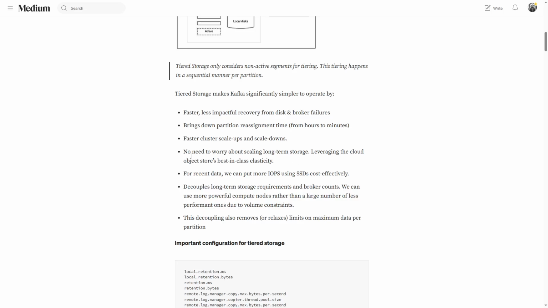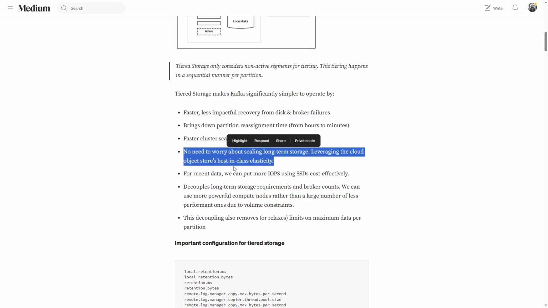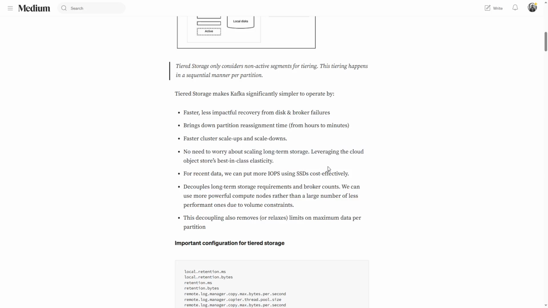So long-term scaling of the storage was the challenge that it was trying to solve, because object storage can scale independently and it can keep data for a longer time, and we can do snapshotting. It means we can do cleanup or archival as we need. So that also was helpful.